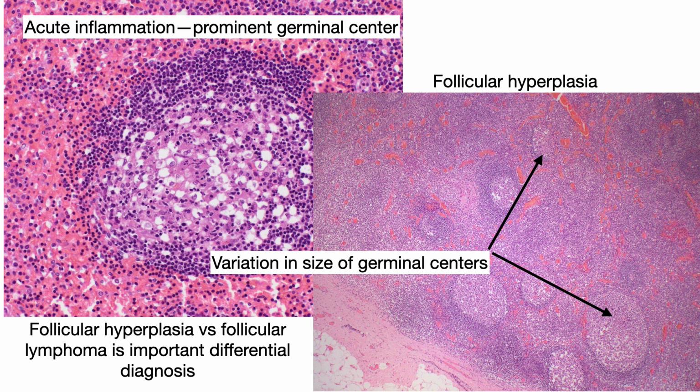Usually in follicular hyperplasia, you'll see germinal centers of varying size, whereas in follicular lymphoma, they tend to be all relatively the same size. And also follicular lymphoma is a neoplastic process and will efface the architecture of the lymph node, whereas follicular hyperplasia is just an abundant normal process and shouldn't.